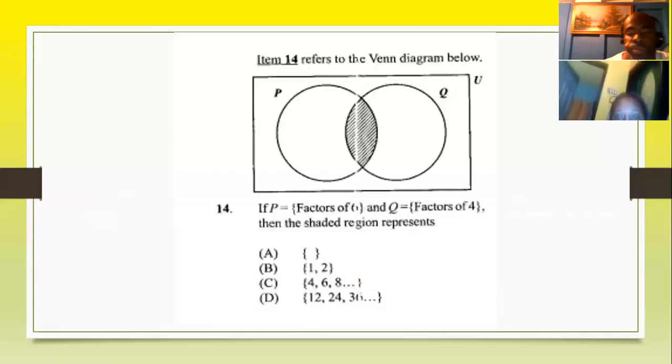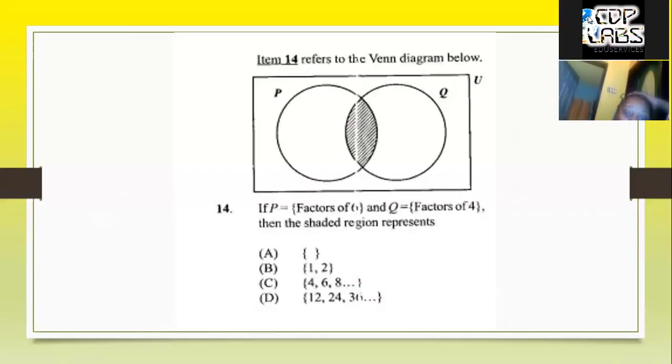But look, if P is equal to the factors of 6, the whole bar, factors of 6. Lesson number 1 or 2 showed you how to find factors of a number. Didn't I do that?